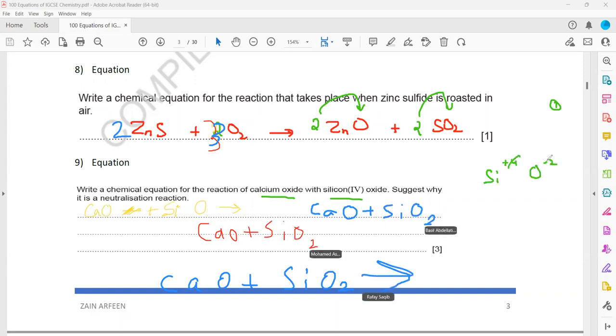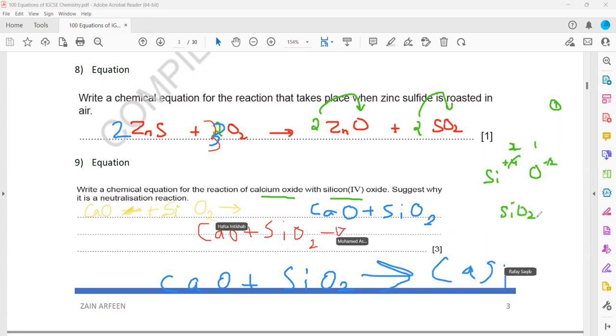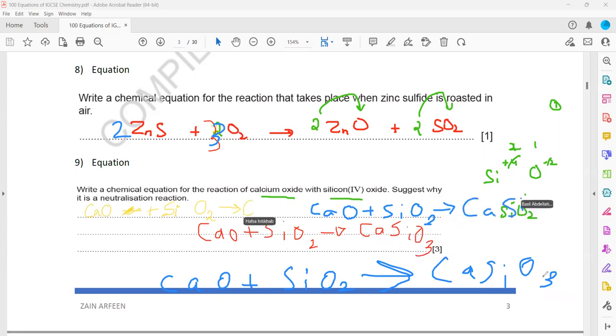When we simplify this, it is 1:2. So the formula of silicon oxide is SiO2, not Si2O4, because the formula should always be in the simplest ratio. So it will form a slag. Calcium oxide plus silicon oxide gives CaSiO3, which is known as slag.